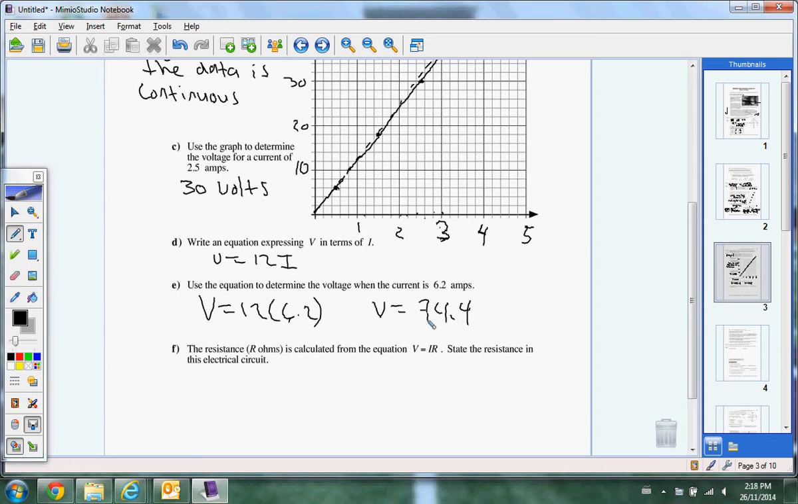Okay, and then the last one, so the resistance is calculated from the equation V equals IR, so amps to the resistance. Take the resistance in the electrical circuit. So what's the resistance? Well, if we solve for R, what do we have to do? If V equals IR, and I want to solve for R, well, we know I happens every what? 12, right? So if I divide 12 off, that's the resistance, because that's what I'm dividing by. So your R would be 12. They call it ohms.